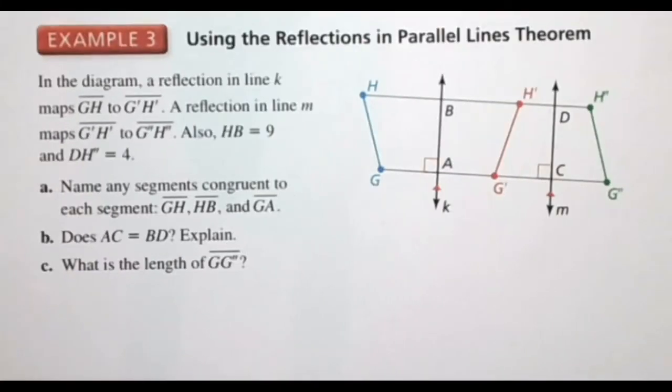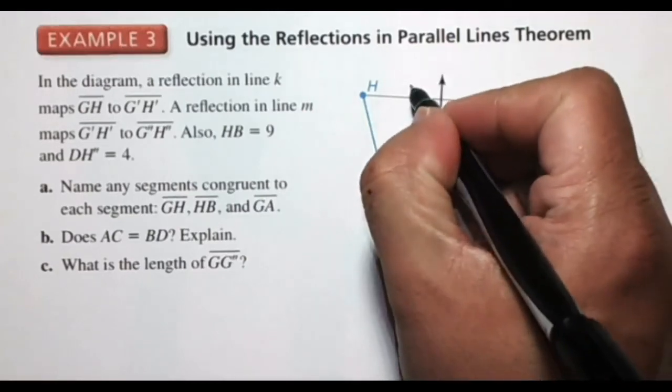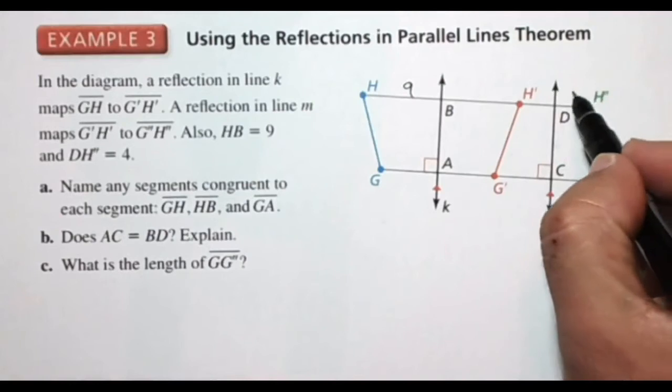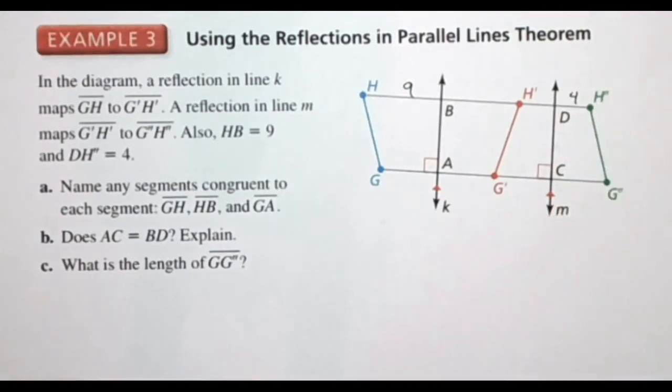All right, now let's look at example 3. In the diagram, a reflection in line K maps segment GH to segment G prime H prime. A reflection in line M maps segment G prime H prime to segment G double prime H double prime. Also, we know that the length from H to B is 9, and the distance from D to H double prime, which is here, is 4. Name any segments congruent to each of segment GH, segment HB, and segment GA. And we want to know, does the distance from A to C equal the distance from B to D? We want to explain that. And then, what is the length of segment G to G double prime?